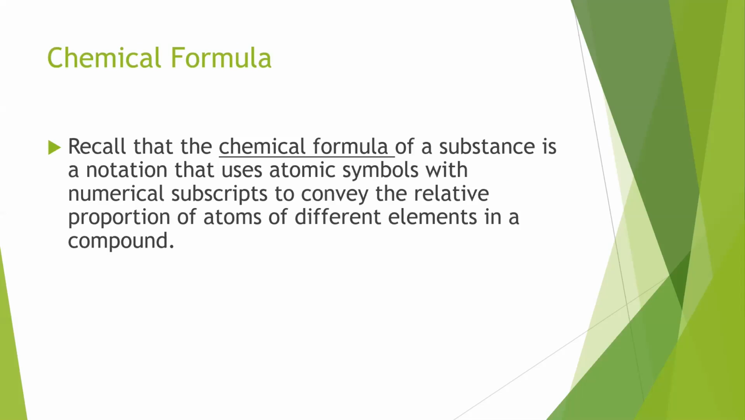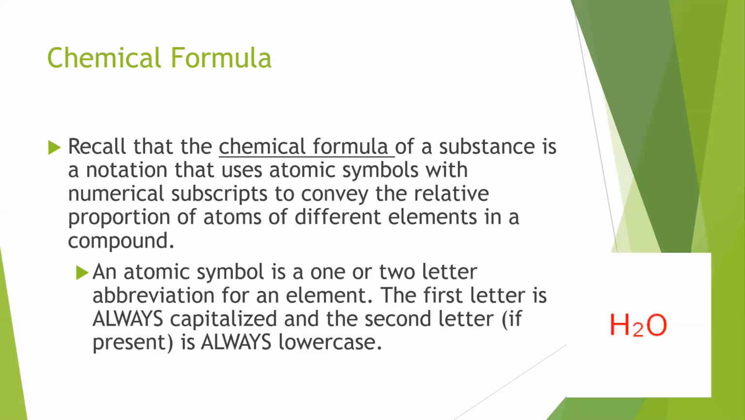So remember last time I talked about a chemical formula. It's basically a representation that uses atomic symbols with numerical subscripts to convey the relative proportion of different elements in a compound. As you can see in H2O, the 2 would be considered a subscript. And atomic symbols, remember, are a 1 or 2 letter abbreviation of elements on the periodic table. So H is the atomic symbol for hydrogen, and O is the atomic symbol for oxygen.